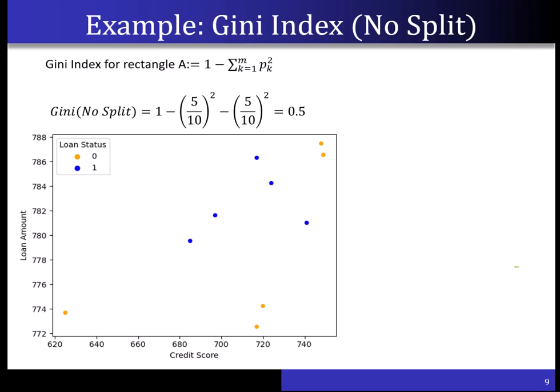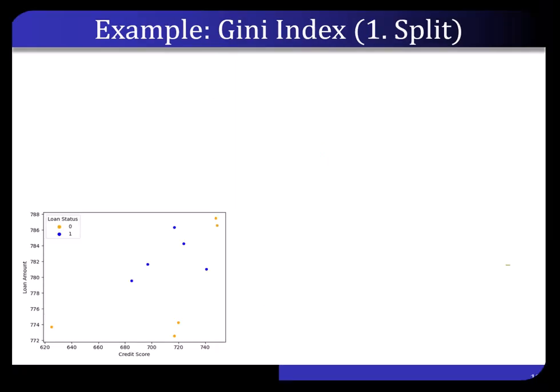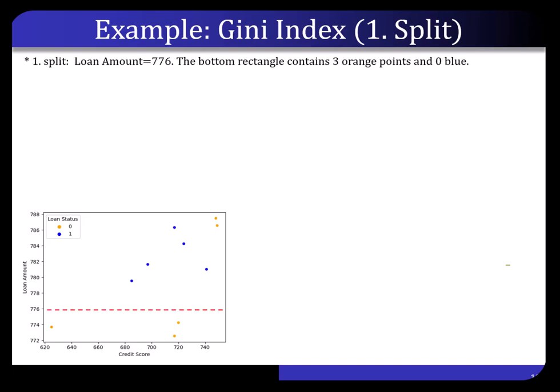Let's proceed to the first partitioning. Let's assume that we partition the data at 776 as we did before. Okay, as you can see, there are two rectangles here, the upper rectangle and the bottom rectangle. And we are going to calculate the Gini index for both rectangles. And we are going to take a weighted average at the end.